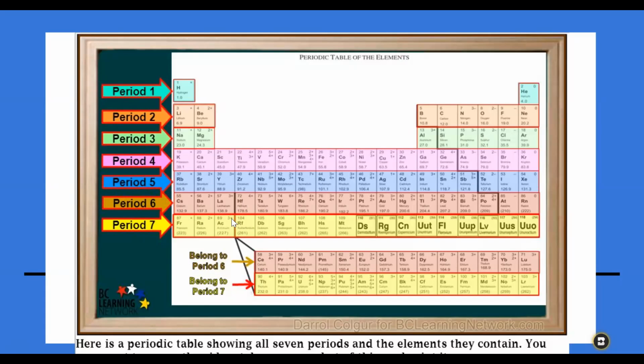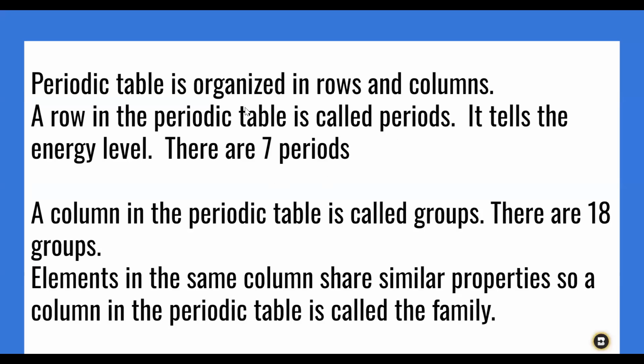So when the periodic table is more extended, we'll see that later in a video you'll be watching. This period tells us about energy levels. So if an element is in period 1, it means it has 1 energy level. So there are 18 groups and 7 periods. The periodic table is organized in rows and columns. A row in the periodic table is called a period. It tells the energy level. There are 7 periods. A column in the periodic table is called a group. There are 18 groups. Elements in the same column share similar properties, so they are also called a family.